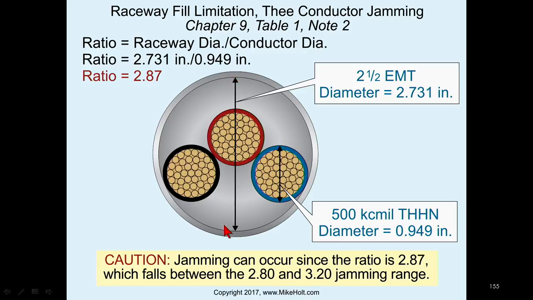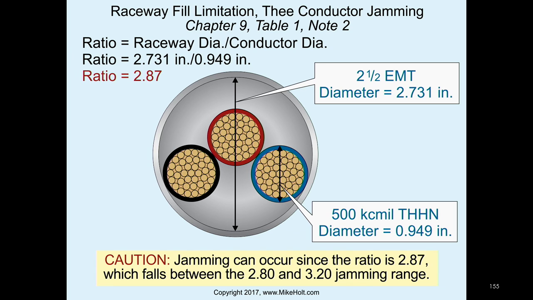So back over here, we have the diameter of the raceway on Chapter 9, Table 4. We get the diameter of the conductors on Chapter 9, Table 5, including the insulation. And if I divide the diameter of the conductors into the diameter of the raceway, which would be the raceway divided by the conductor, it comes out to be 2.8. And Table 1, Note 2, says that it occurred between 2.8 and 3.2, and we're right there in the perfect amount. Now, what I don't know is, what do we do?